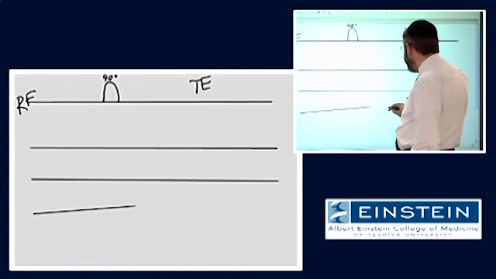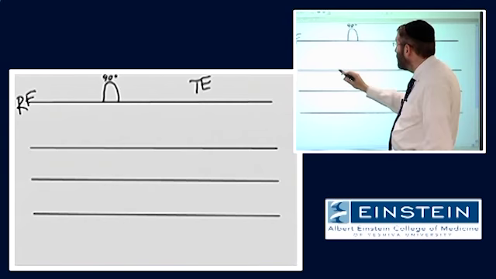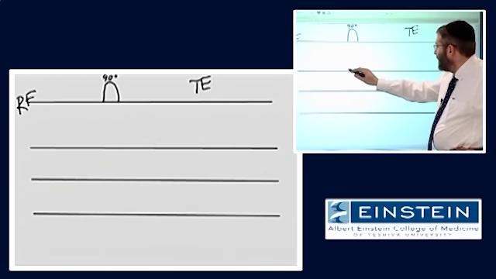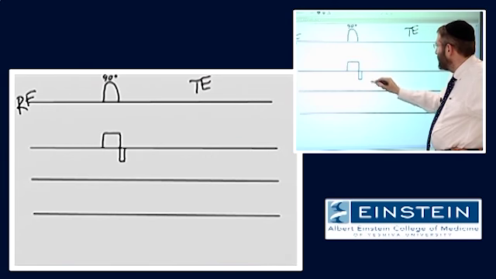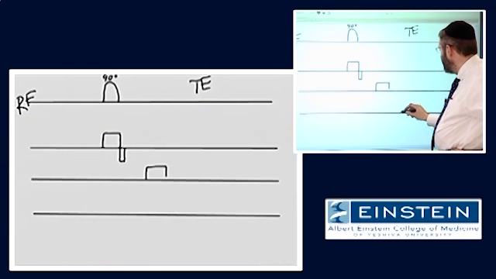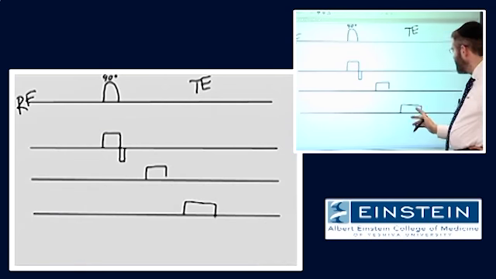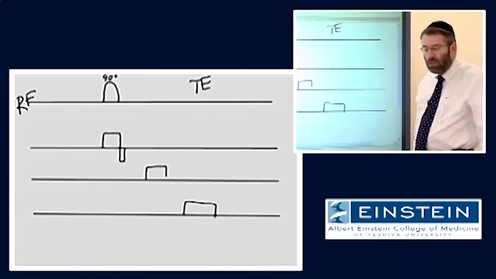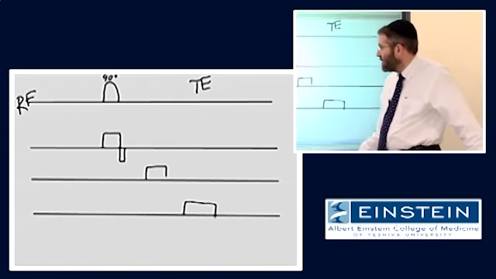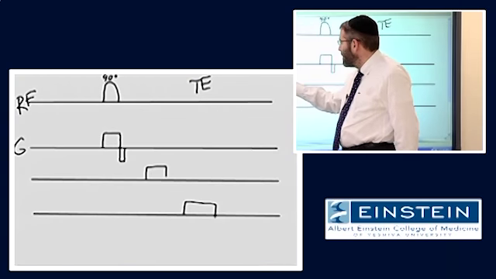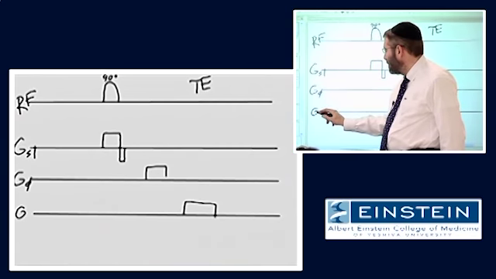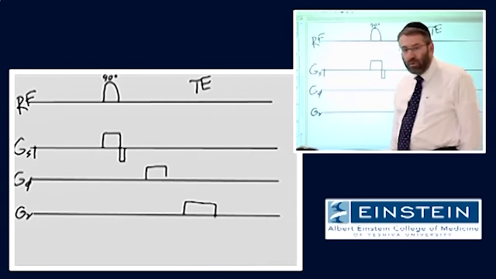And during this period of time, we had to have our slice select gradient on. We had to phase encode. And centered on the point in time at which we sample the signal, we have to have the frequency encoding gradient on. So this is our slice gradient, phase gradient, and frequency gradient.